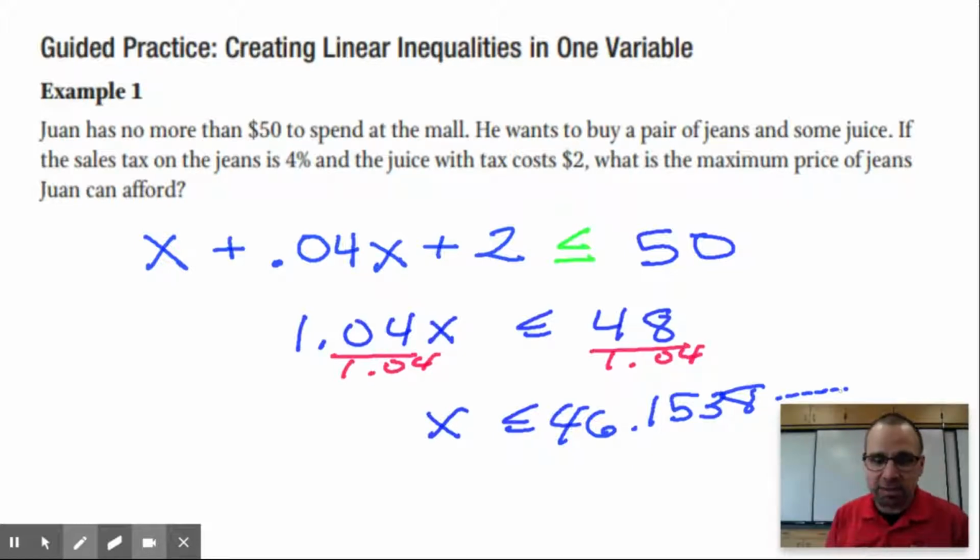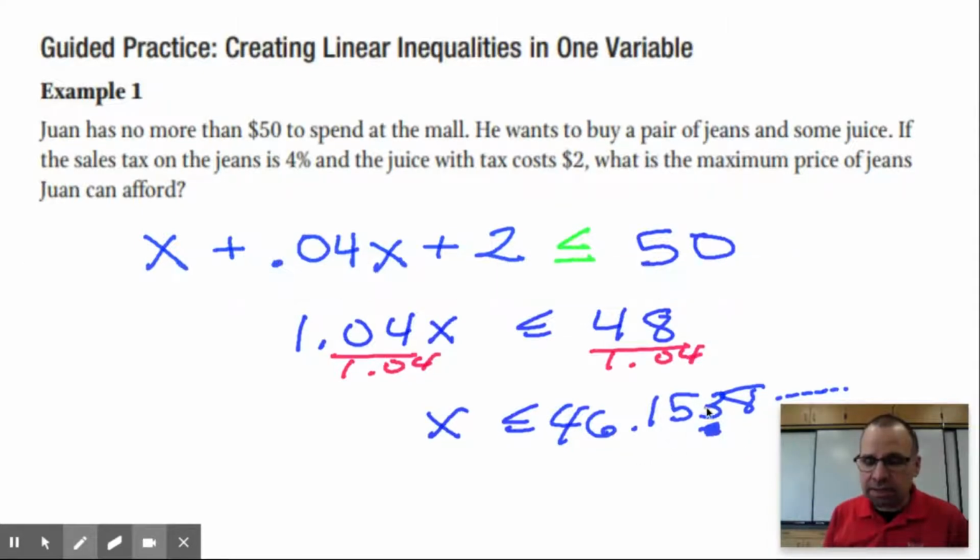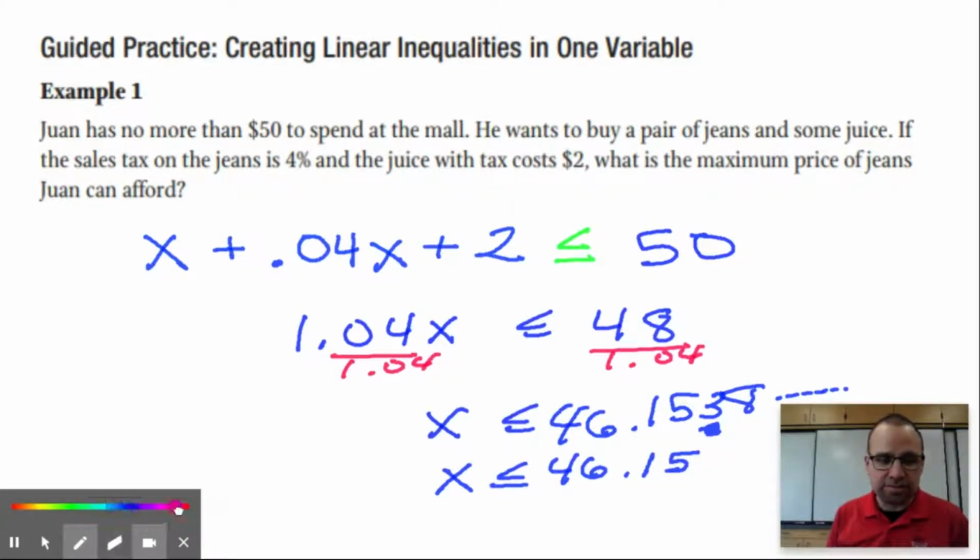And remember, we can only deal with dollars and cents. We're not going to deal with fractions of a cent. So with money, we usually round up, but honestly, in this case, if we round up, it's not going to work out. x has to be below this number, so we're going to actually round down because of this less than symbol. So the jeans better not cost any more than $46.15. Okay, there's your final answer there.